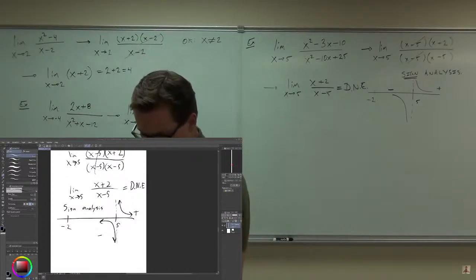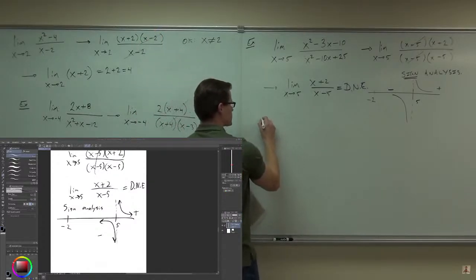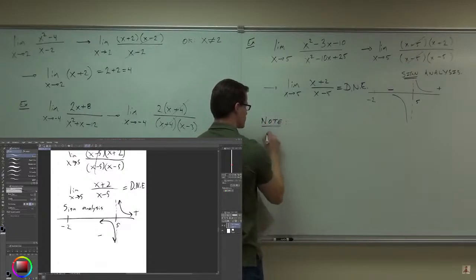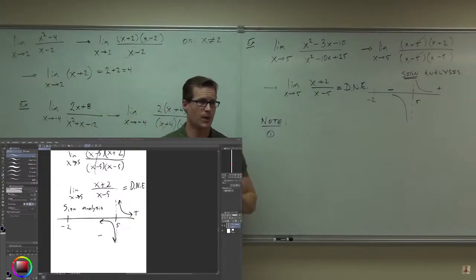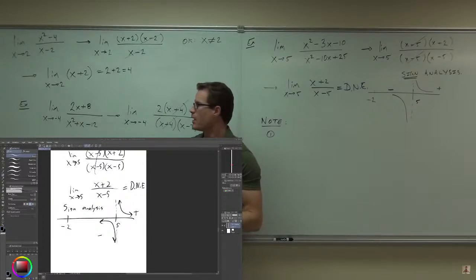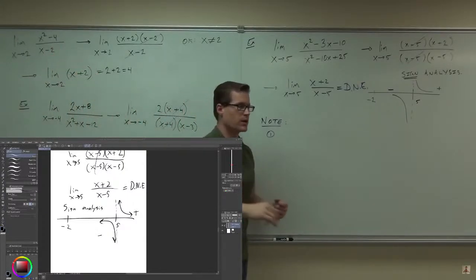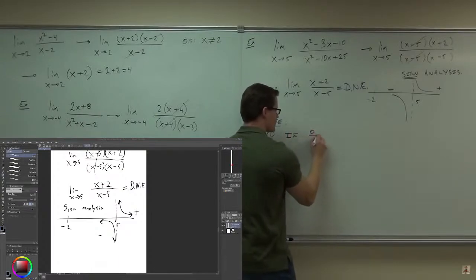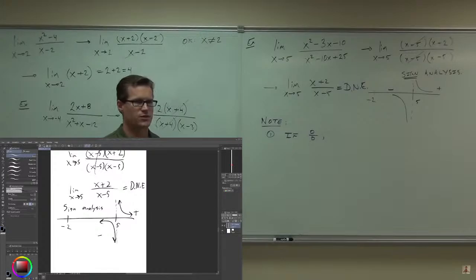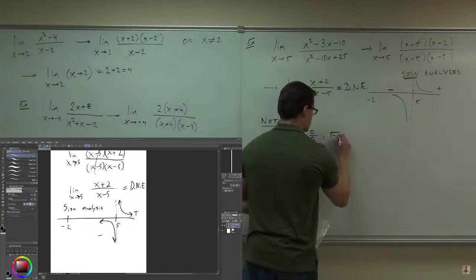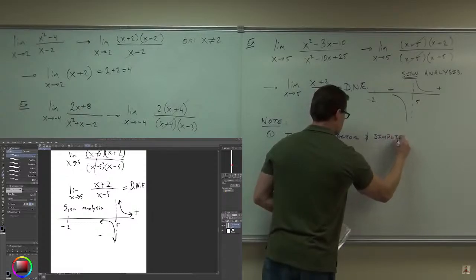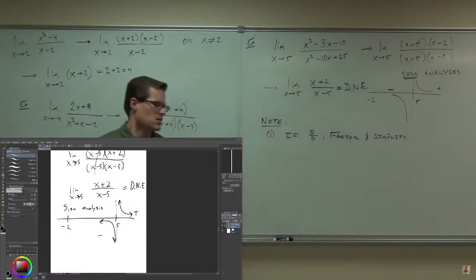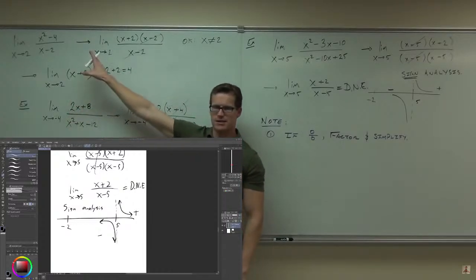Good, all right. A couple notes for you, so I'll write this out so you can remember it later. First one. If you get 0 over 0, what that means is you have a common factor at that point, x minus that point. So if you get 0 over 0, what you're going to try to do is factor and simplify. Factor and simplify. 90% of the time that's going to work just fine. That's these examples over here, all right?